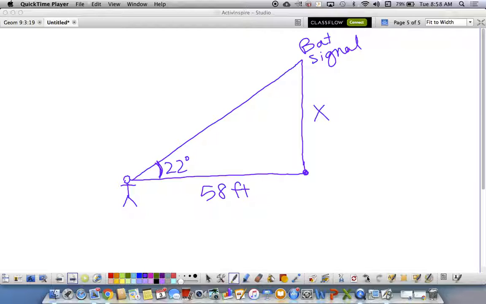Angle of elevation, you're looking up. Angle of depression, you're looking down. No matter what, those angles are always falling in our triangle.